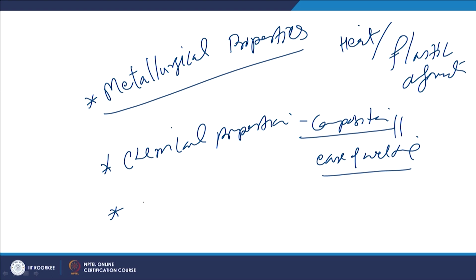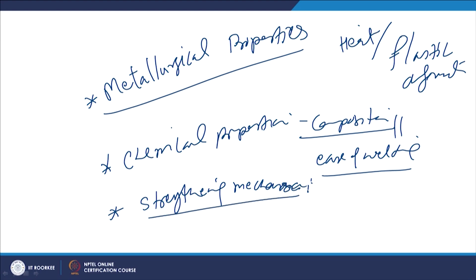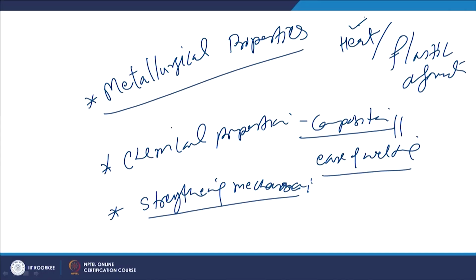And then another important aspect that affects the weldability of metal is the strengthening mechanism. Each metal system is designed using a particular kind of mechanism. So, what are the various mechanisms which are used for developing the required strength in a metal system, and when the metal system is developed or strengthened by a particular mechanism, how does it behave when it is subjected to welding, either through the fusion based approach or through the plastic deformation based approach.